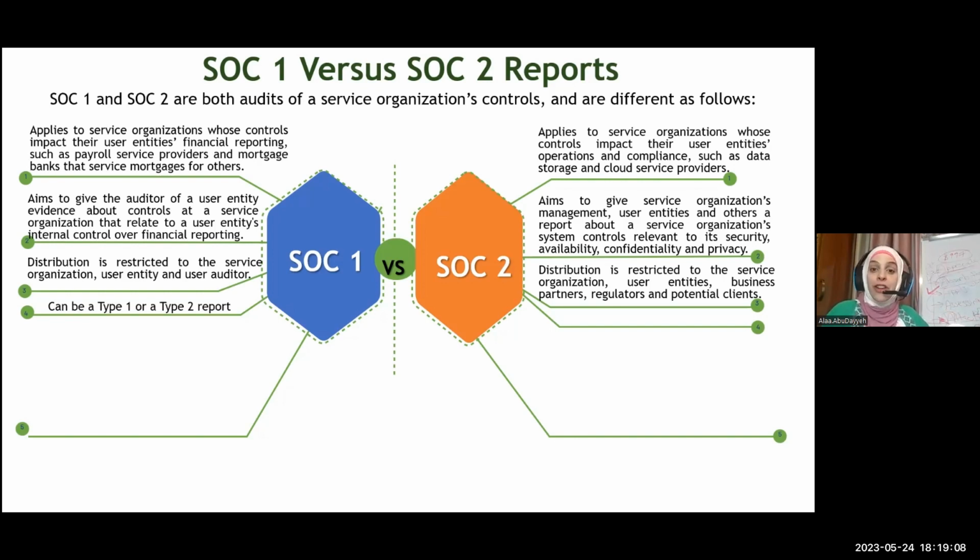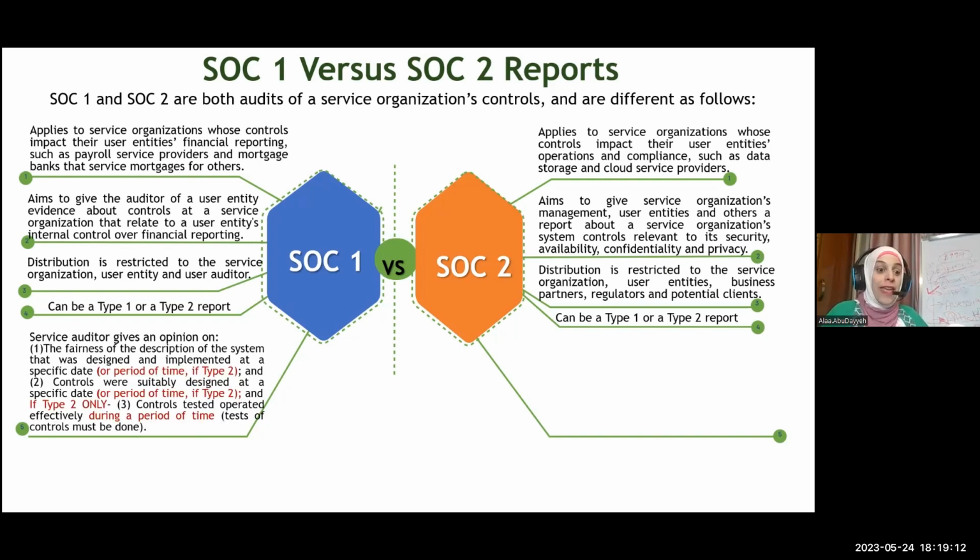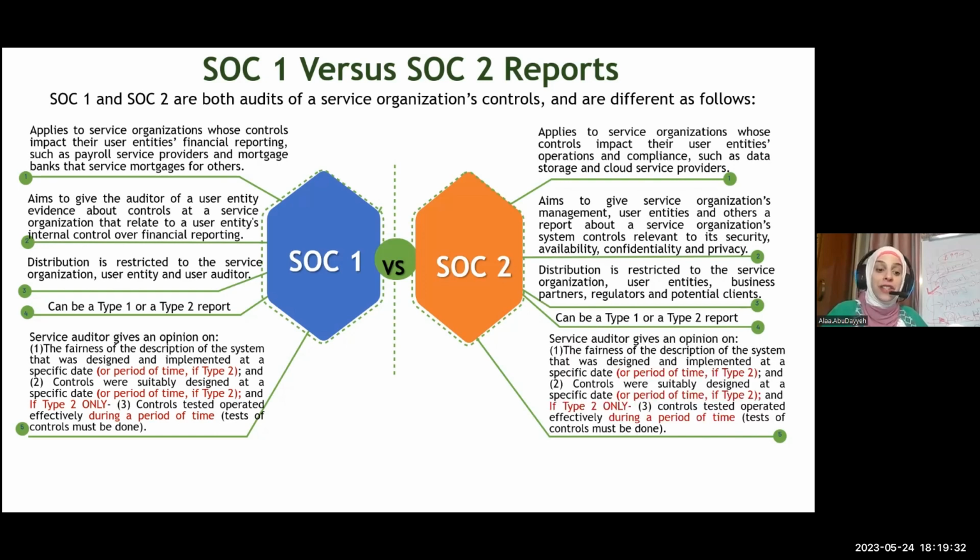Both of them are similar in that both can be either type 1 or type 2 reports. And the service organization auditor, the service auditor, gives an opinion on the fairness of the description of the system that was designed and implemented at a specific date, if it was type 1. If it's type 2, the auditor is going to give an opinion on the fairness of the description of the system that was designed and implemented over a period of time. So this is a difference between type 1 and type 2 reports.